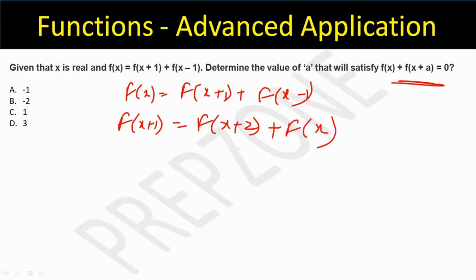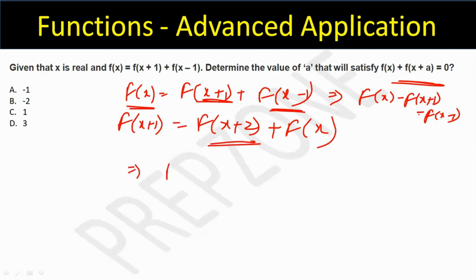Which means if you have f of x here, you have f of x minus 1 here, and then you have f of x plus 1. So you know the value of f of x minus f of x plus 1, right? So from here, you can say f of x minus f of x plus 1 is nothing but f of x minus 1, right? And then you will try to substitute that value here, and you will get f of x plus 2 is nothing but f of x plus 1 minus f of x, so this is nothing but minus of f of x minus 1, right?